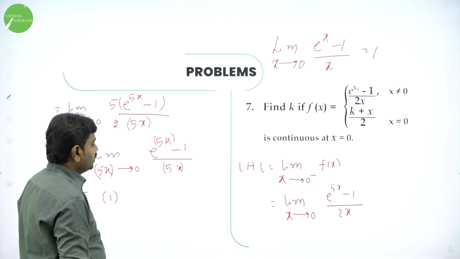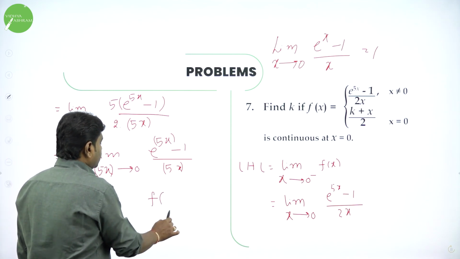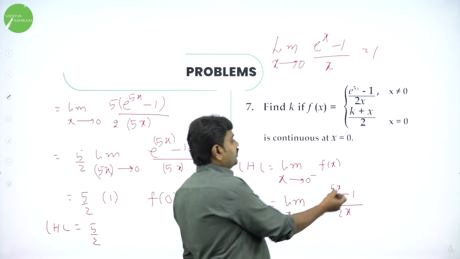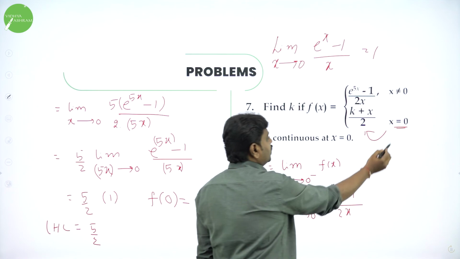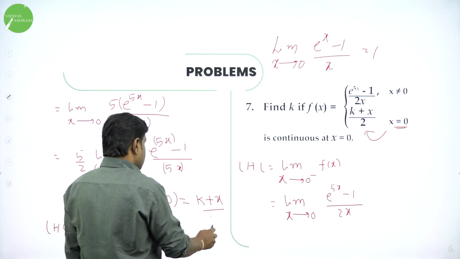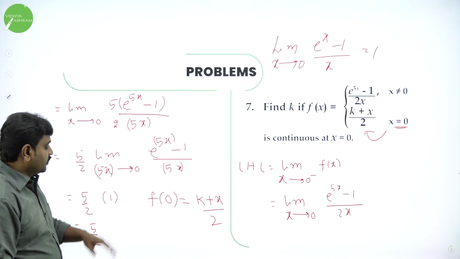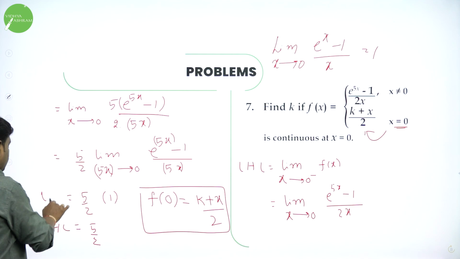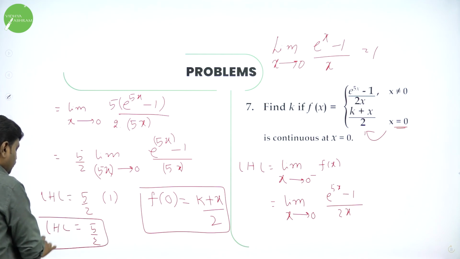Now we got the LHL. So now f of 0, the function value when x is 0. When x is 0, they have given the function value as k plus x by 2. F of 0 is k plus x by 2. So now equate the LHL to f of 0. Separately we got f of 0, and just now we got the LHL. We got the left-handed limit as 5 by 2.